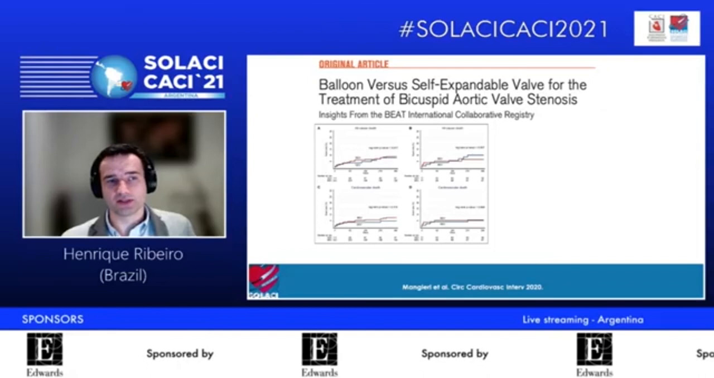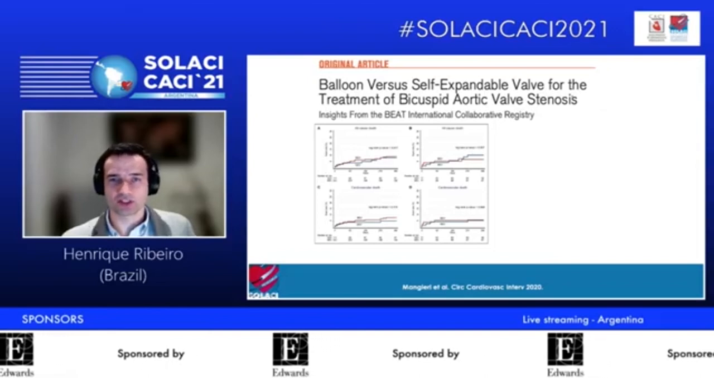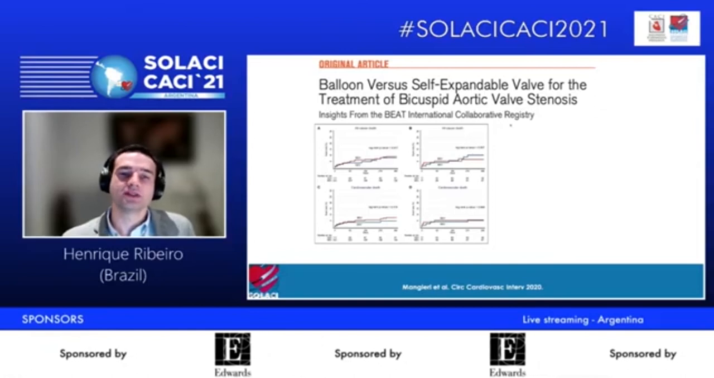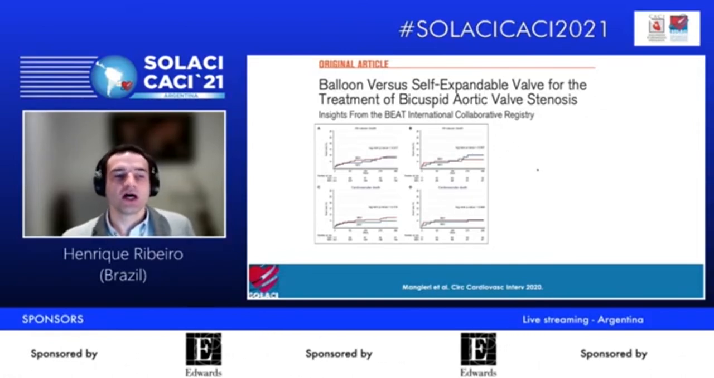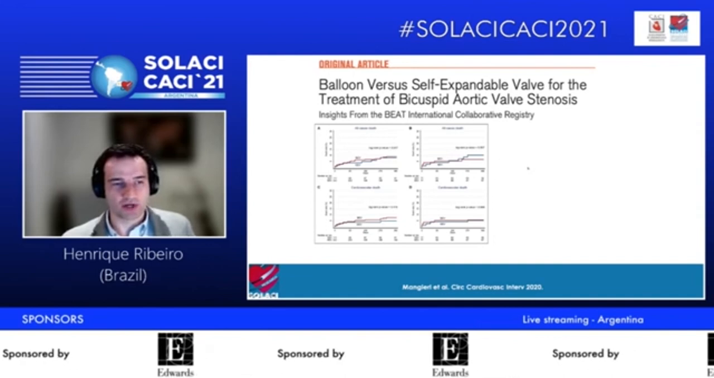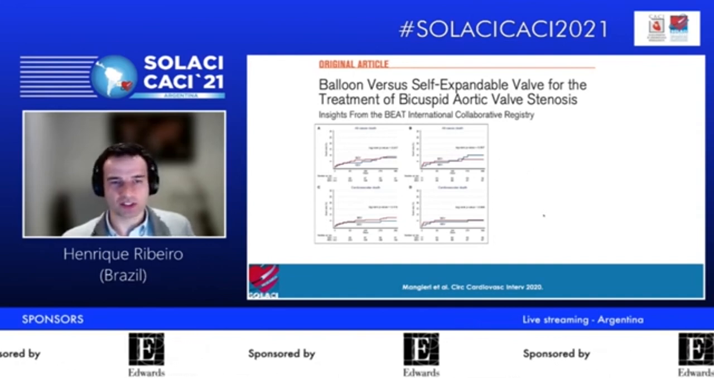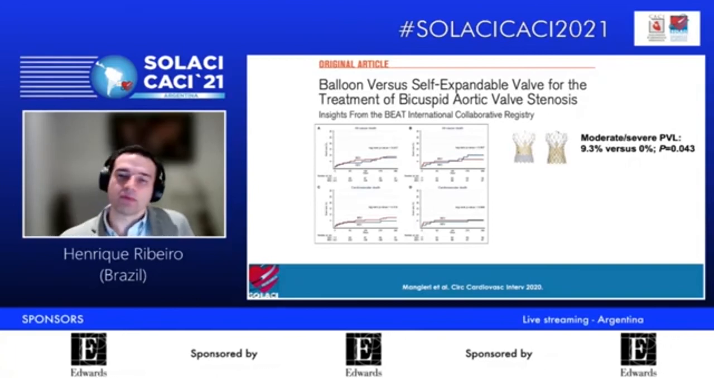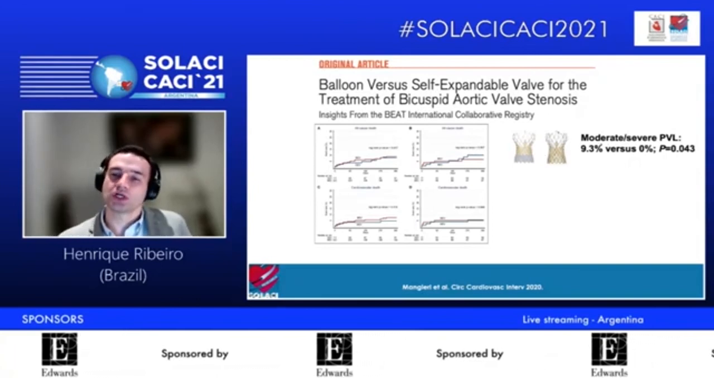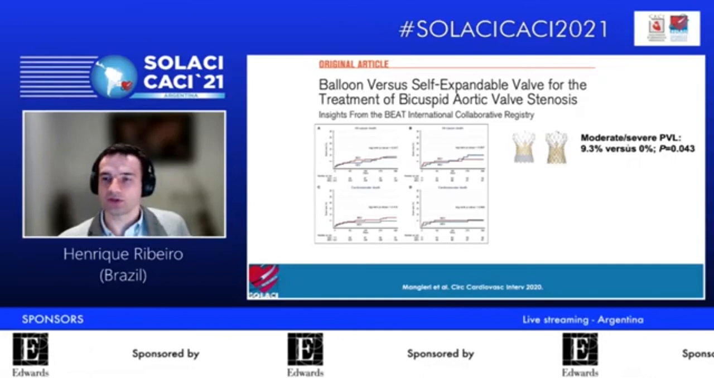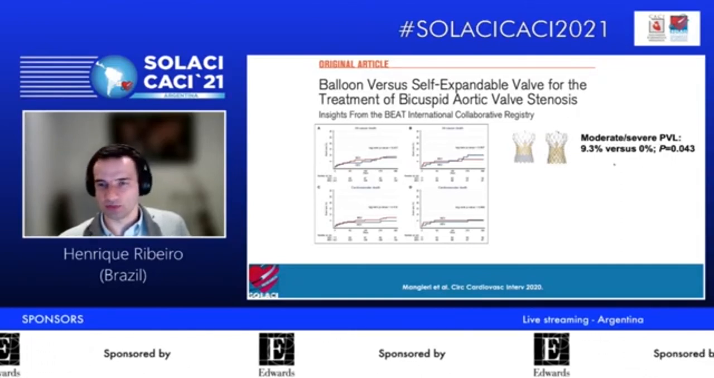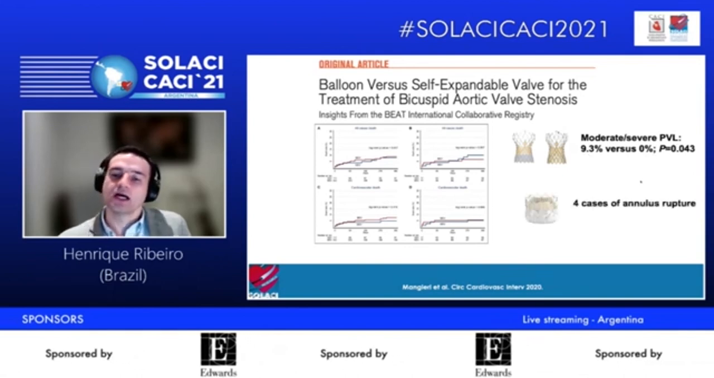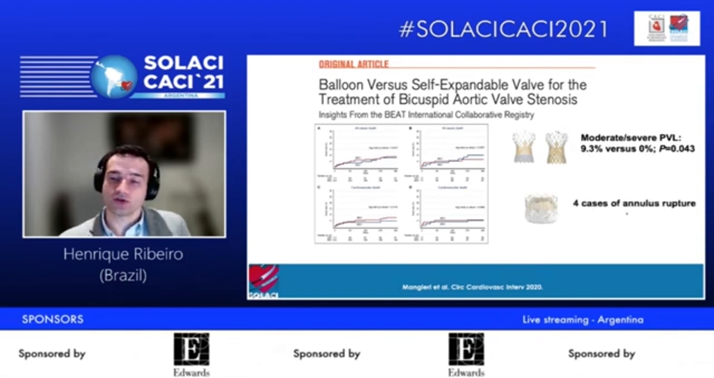The only study comparing specifically balloon versus self-expandable valves in the treatment of bicuspid valve was the BEAT International Registry. It is not a very large registry, with almost 400 patients included. And as you can see here, Evolut R and PRO were associated with an increase in moderate to severe PVL as compared to balloon expandable valves, 9.3 versus 0%.